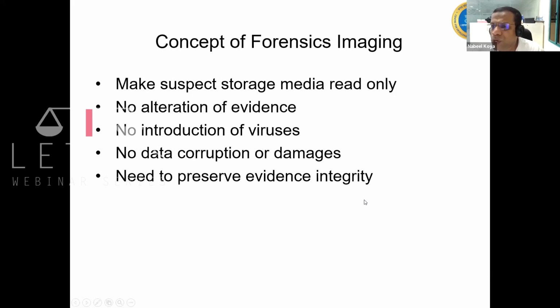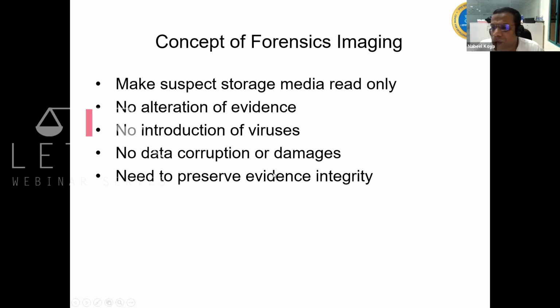So why do you want to do forensic imaging? You want to make a copy. What is the necessity of it? One is, as I mentioned earlier, whenever you insert a pen drive, there is a possibility of tampering with the evidence. So you need to ensure that the evidence doesn't get tampered.